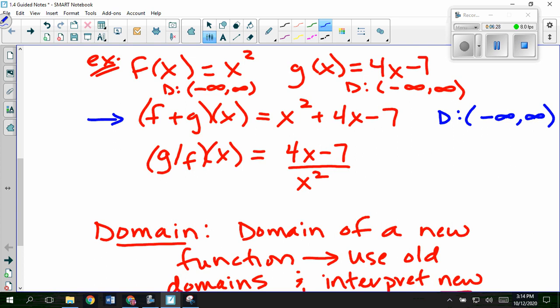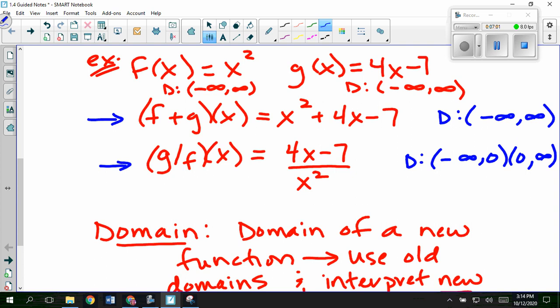But for my g divided by f, now I have to realize that although my two original functions were both negative infinity to infinity, because I am dividing by this x squared with my new function, I'm going to have to take out that 0. So I'm going to have negative infinity to 0 and then 0 to infinity as my domain. We've got to be careful that even though we've created a new function out of functions that did have an unrestricted domain, we need to restrict that domain.